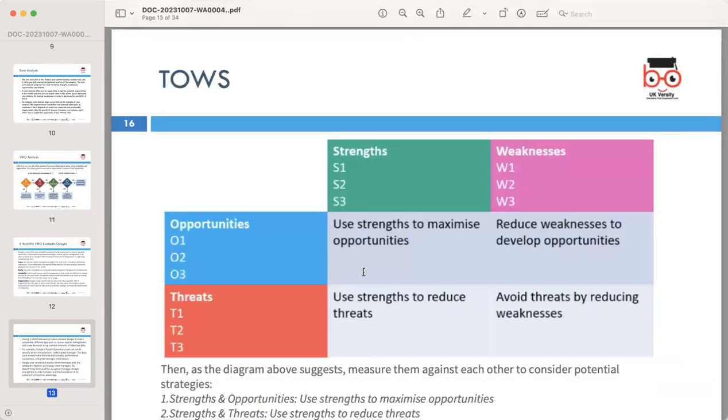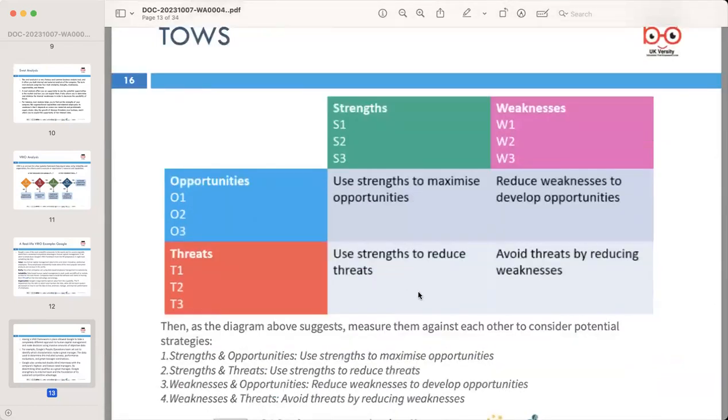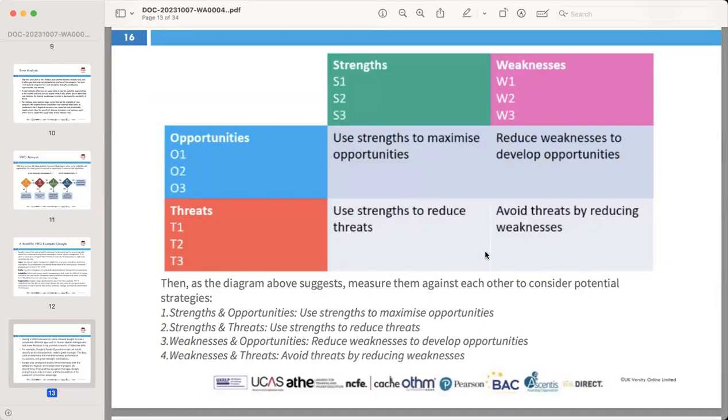So here is a diagram which shows TOWS analysis, applying strengths, opportunities, threats, and weaknesses. Use strengths to maximize opportunities, reduce weaknesses to develop opportunities, use strengths to reduce threats, avoid threats by reducing weaknesses. As the diagram suggests, measure them against each other to consider potential strategies.